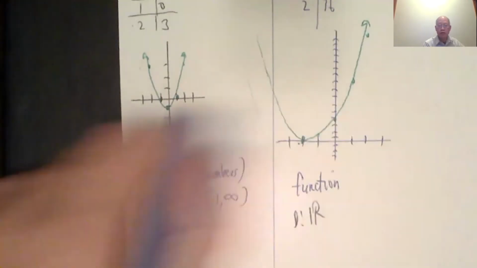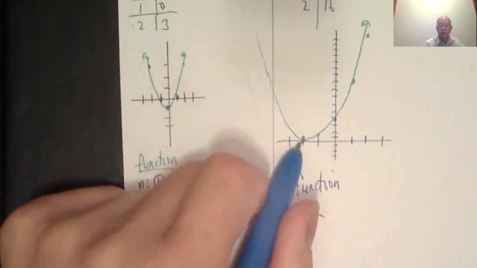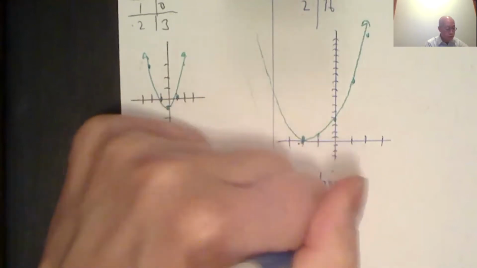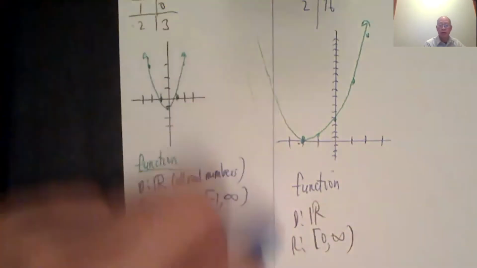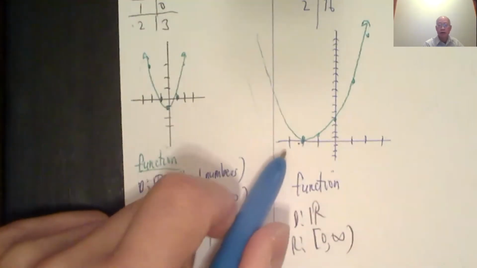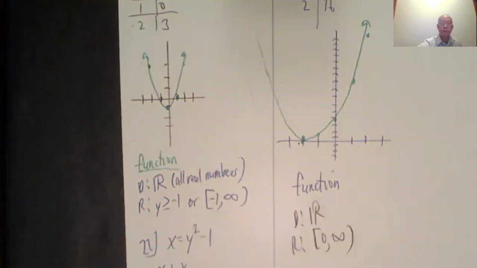So x can go as far to the left and to the right as you want. The range, the lowest y value is 0, including 0. So 0, comma, infinity. You can go as high as you want. The lowest y value is 0. So the range is bracket 0, comma, infinity. All right, so these are notes for section 3.1.